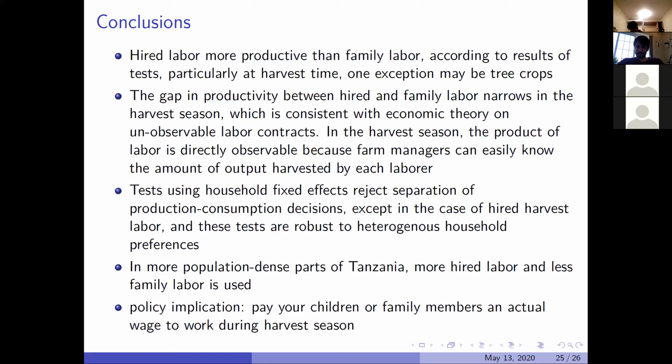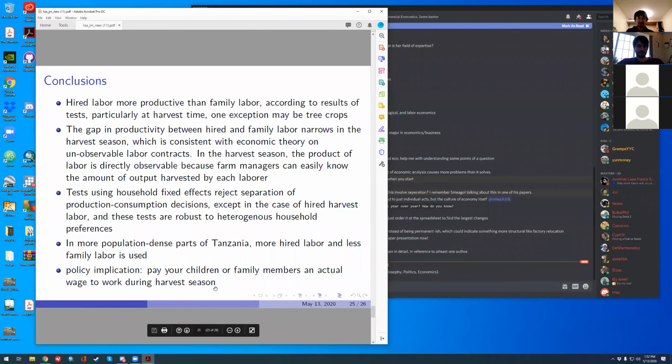Second, I think this is kind of funny, but I think it's true. If you want to offer an explicit contract to your family members and you think that might improve their productivity, I think that's a potential policy implication here. Family economics. Okay, so that's basically all I've got.